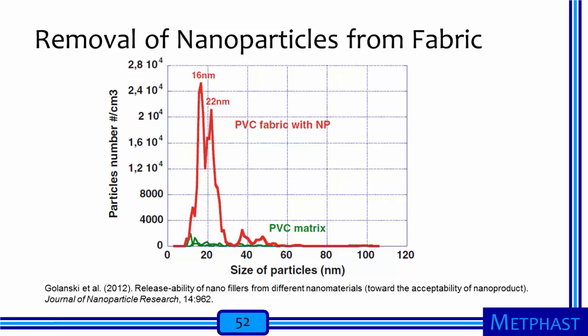First, Galansky and co-authors used a tool to harshly agitate a polyvinyl chloride fabric coated with unidentified nanoparticles. The figure shows the size distribution of particles released from the fabric, plotted as number concentration on the vertical axis versus particle diameter on the horizontal axis. The researchers were able to detach individual nanoparticles, as illustrated by the red curve. Almost all of the detached nanoparticles were smaller than 50 nanometers, with the largest mode at 16 nanometers. No substantial concentrations of nanoparticles were observed with a plain polyvinyl chloride fabric, shown by the green curve. These data indicate that the release of nanoparticles from fabrics is possible, at least with severe agitation of the fabric.